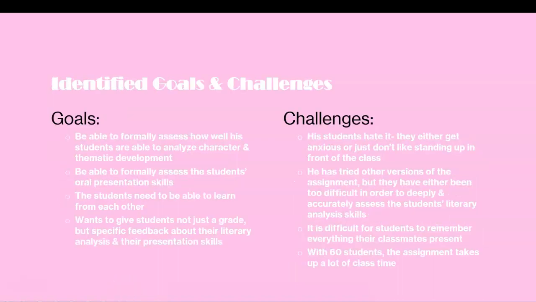With this assignment, there are a few goals that Mr. Jackson wants to achieve. The first one being that he wants to formally assess how well the students are able to analyze the character and thematic development, since this seems to be a complex but important skill and it needs to be deeply and accurately assessed. The second goal is he wants to formally assess the students' oral presentation skills, since again this is a complex and important skill that needs to be assessed.